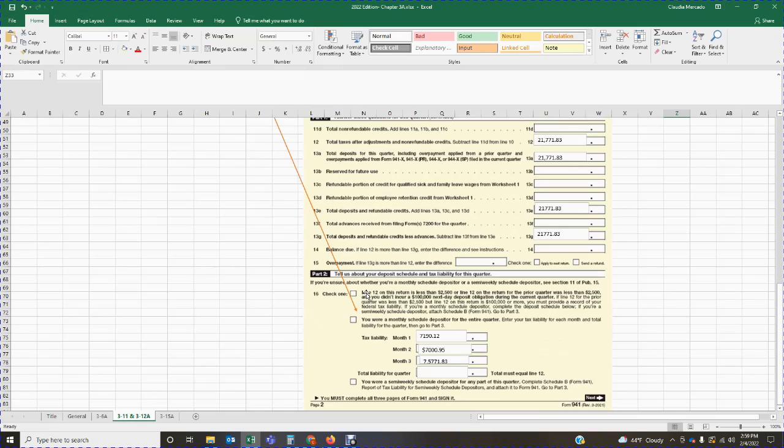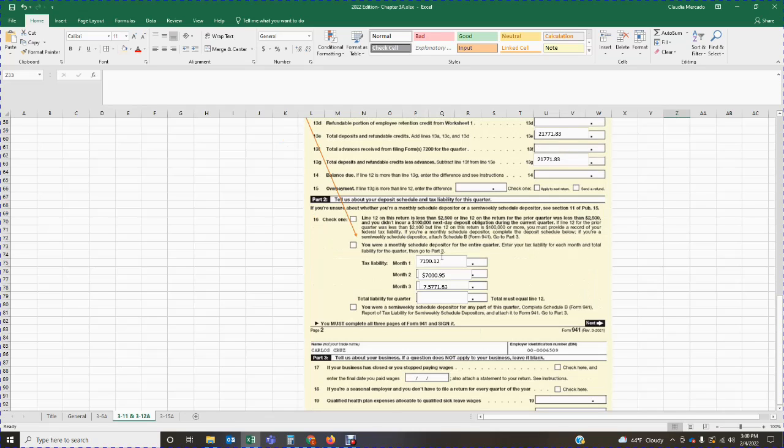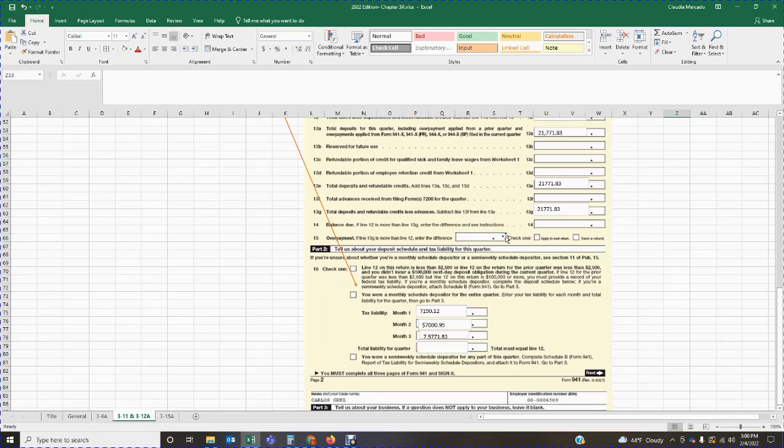Okay, so line 14, balance due. If line 12 is more than line 13G, so let's look at line 12. Line 12 is 21,771.83. If it's more than line 13G, if it's more, which is not the case, what does it say? So let me see. Okay, so it's very important that we take a look at all of the numbers that we're entering.